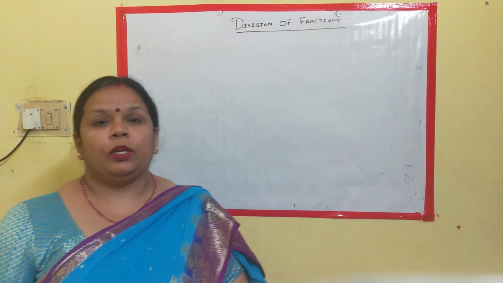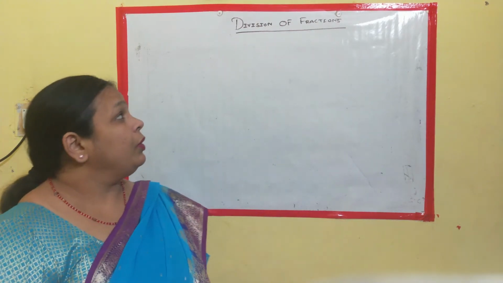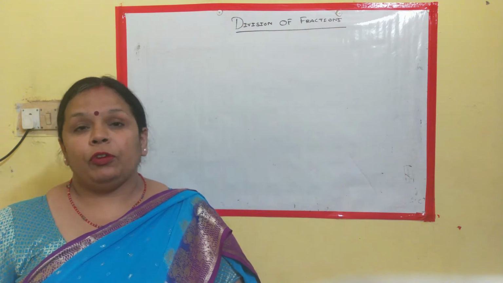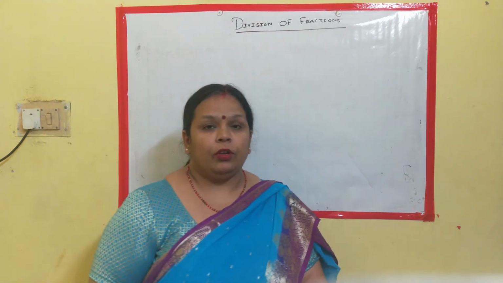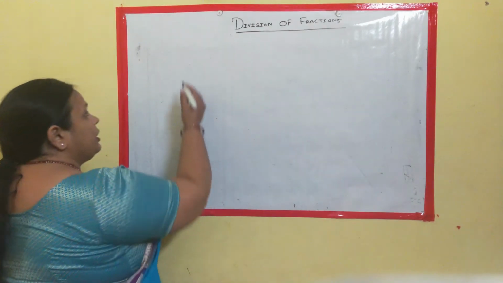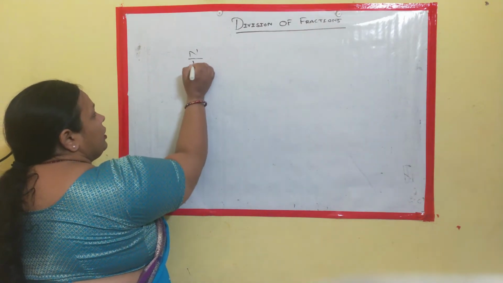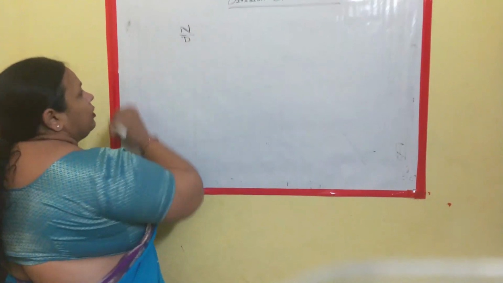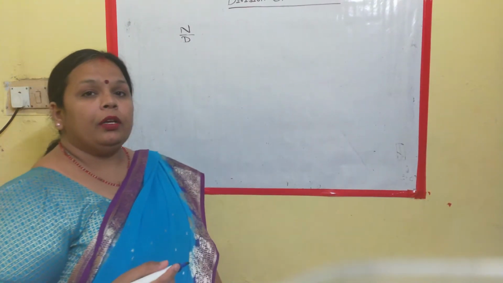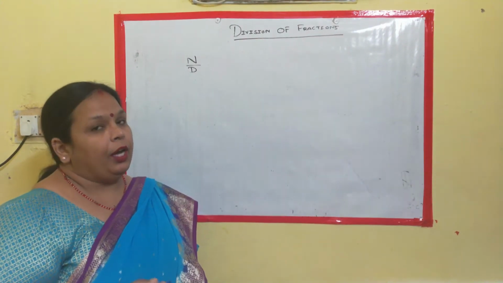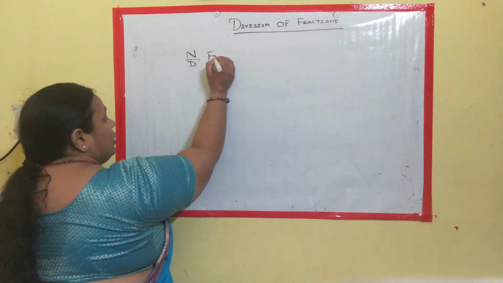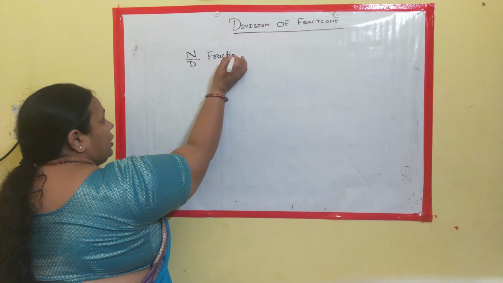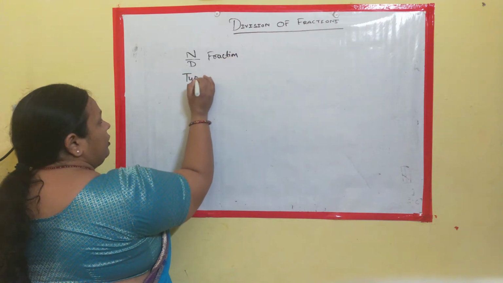Hello class, welcome to today's session where we are going to discuss division of fractions. Now we have already seen what a fraction is. A fraction is a number which can be represented in the form of n by d, where n is known as the numerator and d is known as the denominator. We also discussed the types of fractions. Clear?